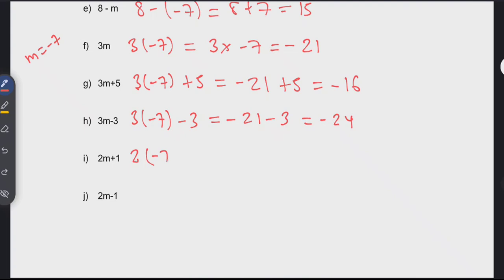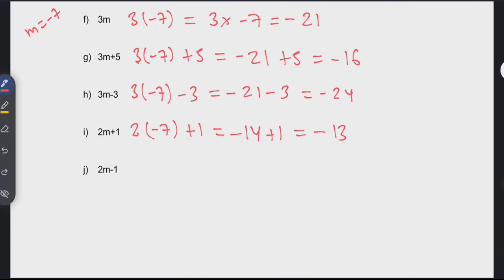Okay, what about 2m plus 1? So 2 times minus 7 plus 1. That is equal to minus 14 plus 1, which is equal to minus 13. Okay, 2m minus 1. So 2 times minus 7 minus 1. Let's deal with that multiplication first. 2 times minus 7 is minus 14, minus 1. You're taking something away from a negative number, it's going to get more negative. So you get minus 15.